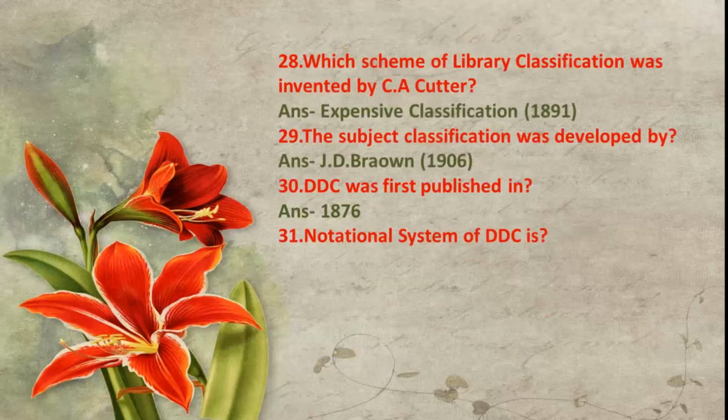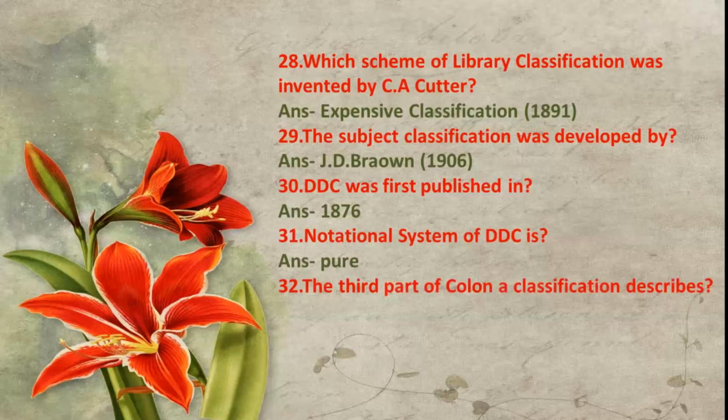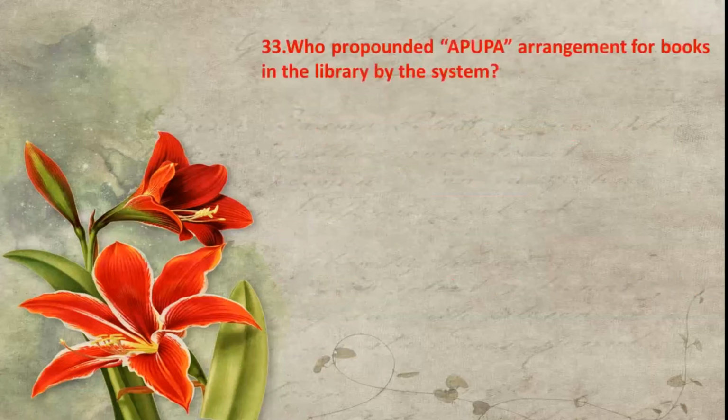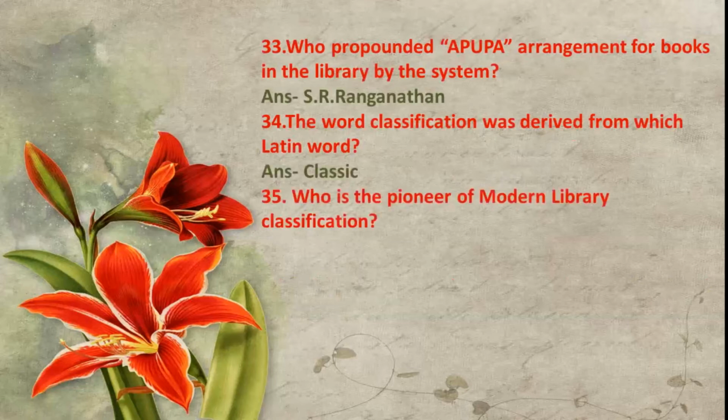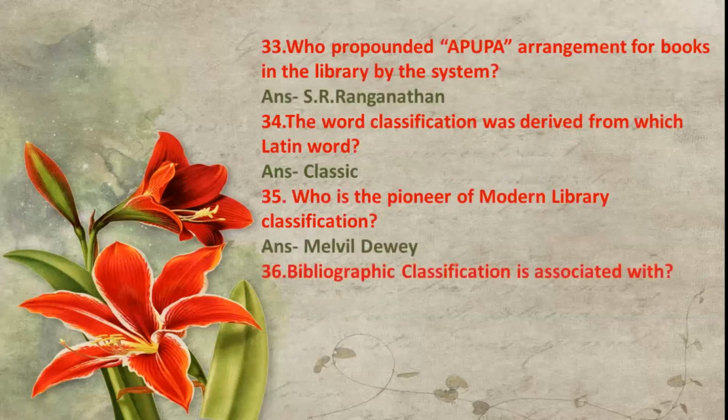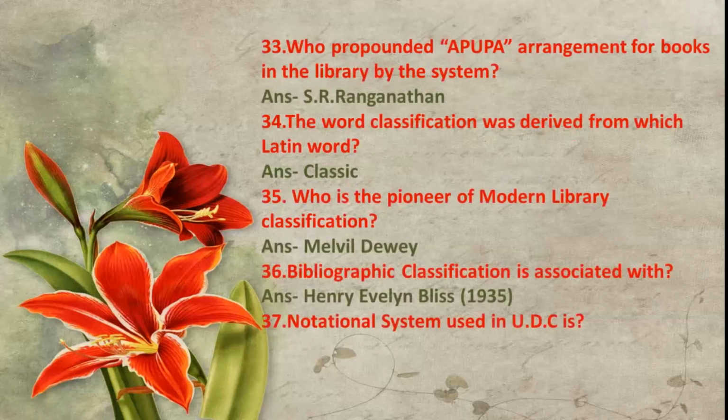Notation system of DDC is pure. The third part of Colon Classification describes index. Who propounded a proper arrangement for books in the library by the system? Dr. S.R. Ranganathan. The word classification was derived from which Latin word? Classis. Who is the pioneer of modern library classification? Melville Dewey. Bibliographic Classification is associated with Henry Evelyn Bliss, 1935.